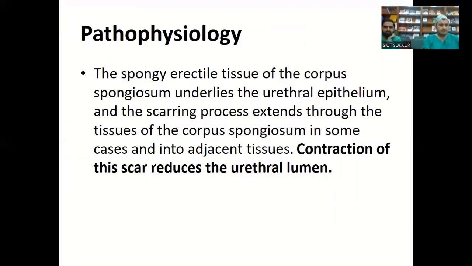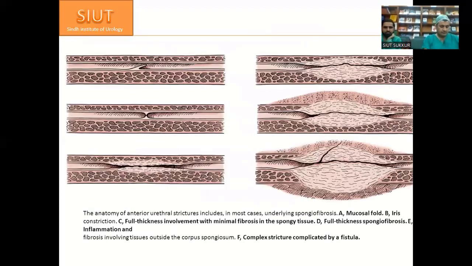Pathophysiology: the spongy erectile tissue of the corpus spongiosum underlies the urethral epithelium, and the scarring process extends through the tissues of the corpus spongiosum, and in some cases in adjacent tissues. Contraction of this scar reduces the urethral lumen.